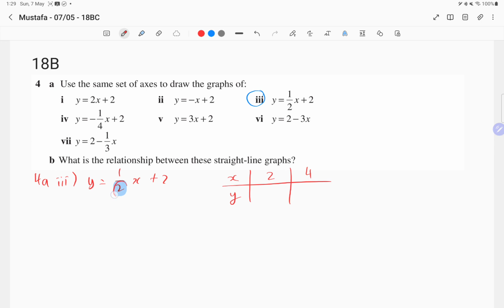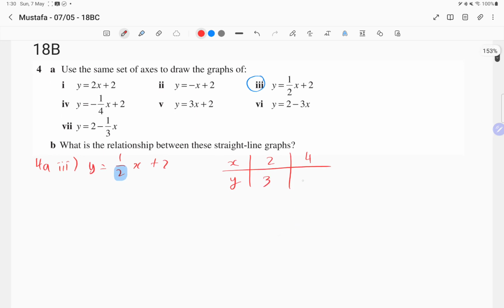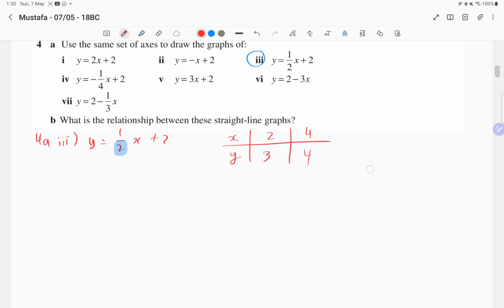So basically the number needs to be able to cancel out the denominator here, right? So when you substitute 2 in, what's the y value? Isn't it 3? It's 3, yes, correct. How about 4? When x equals to 4? It's 4, yes.